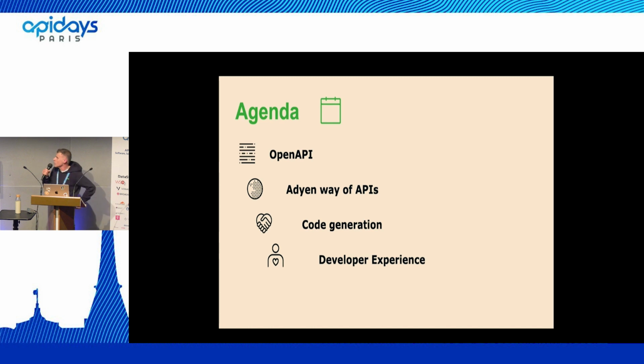So I'm going to introduce quickly OpenAPI and OpenAPI tools. We'll look at why OpenAPI is very important for us at the end and our way to do APIs. And we'll dive into code generation, so how you can generate working code from an OpenAPI specification. I'm going to do something really dangerous, a live demo. And then we'll close with some remarks on developer experience.